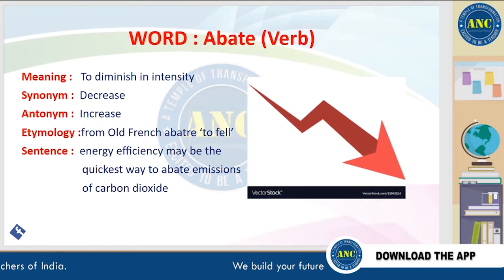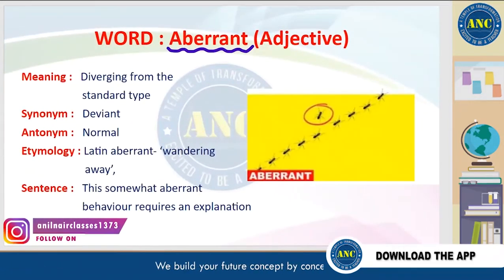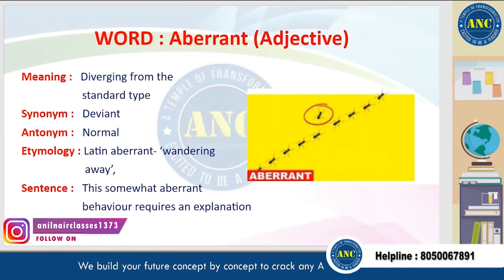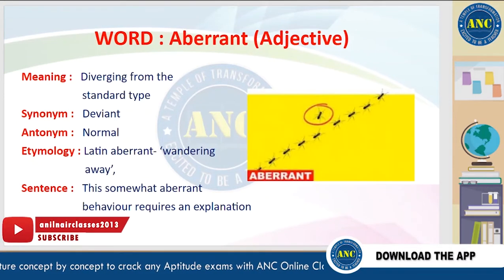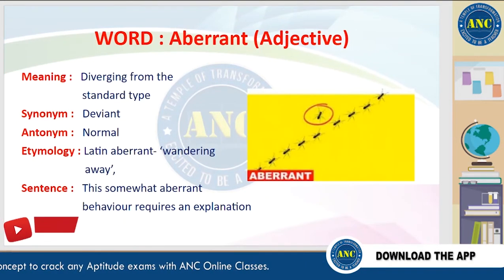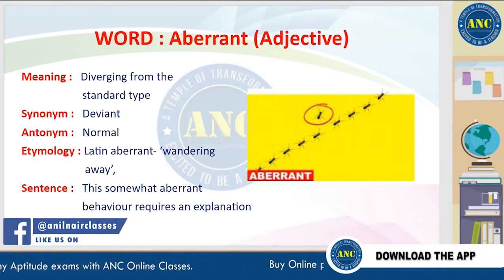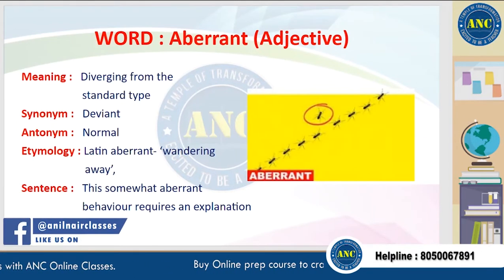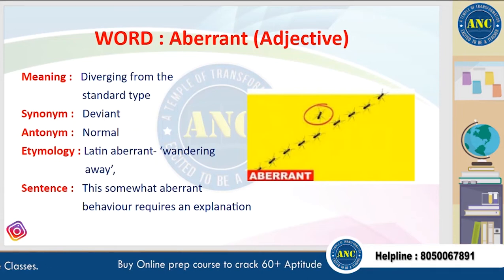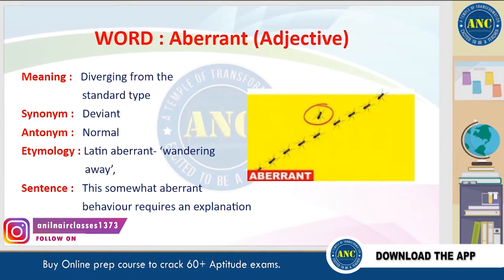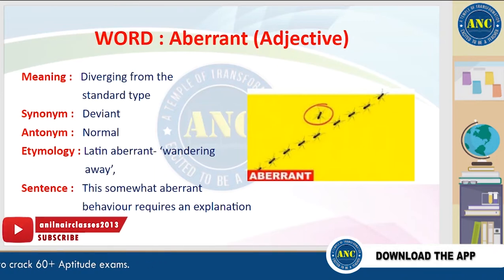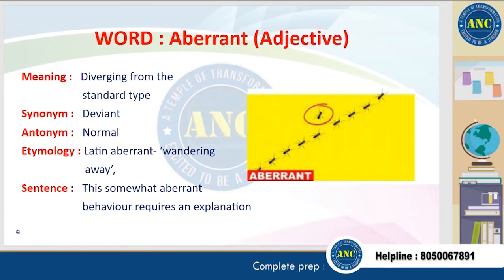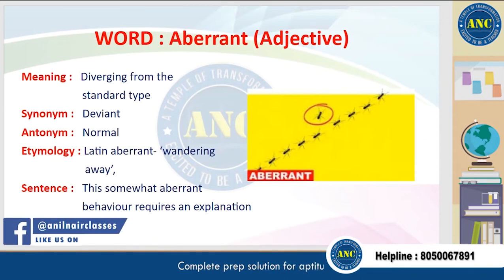Moving on to the next word. Aberrant. Aberrant is an adjective which means diverging from the standard type. A synonym for this is deviant, and antonym is normal. It is derived from the Latin aberrant, which means wandering away. A sentence for this word is, this somewhat aberrant behavior requires an explanation.